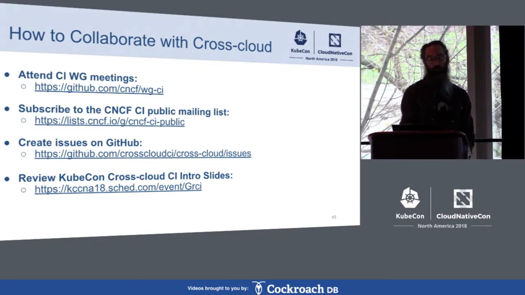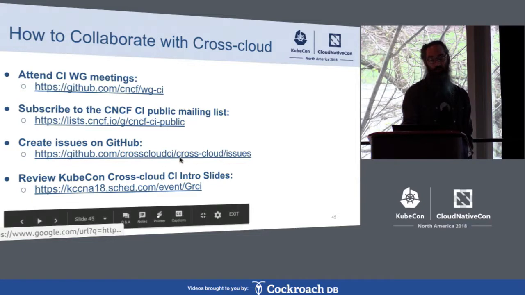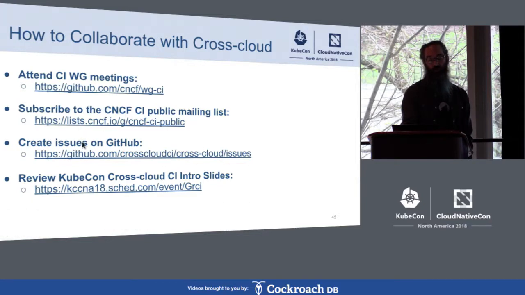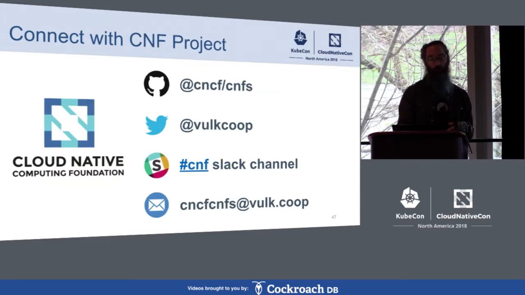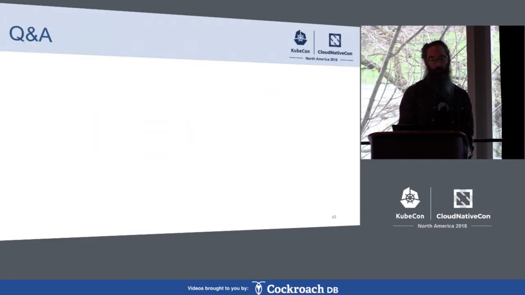Here's a GitHub for the CrossCloud Provisioner. So this is the Kubernetes Provisioner. If you're interested in the CrossCloud CI project in general, there's a lot of other components. You can connect with us on GitHub, Twitter, and there's a CNCF CI Slack channel. This is on the Cloud Native Slack. You can reach us there about this, or the CNF channel about that project. With that, does anyone have any questions?